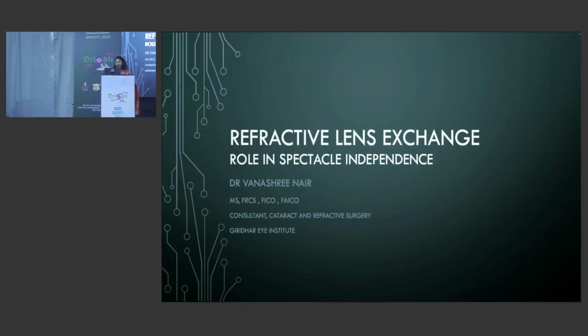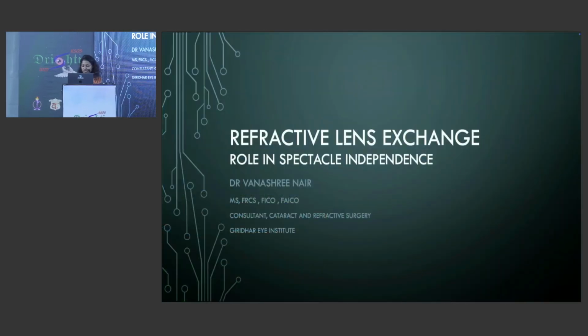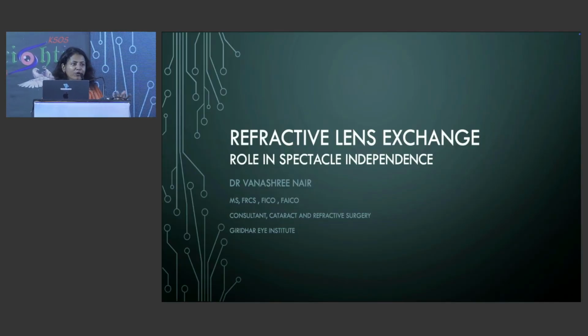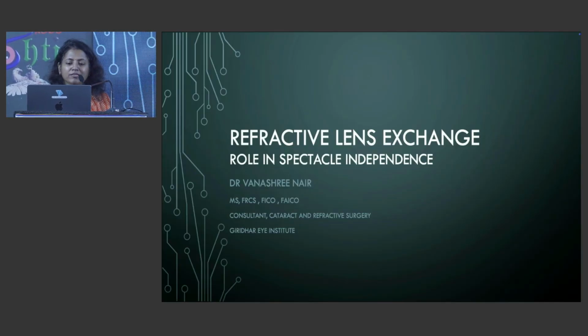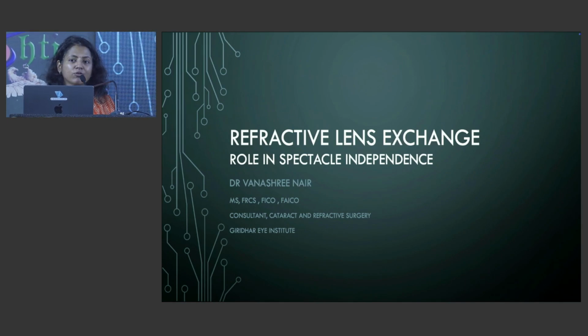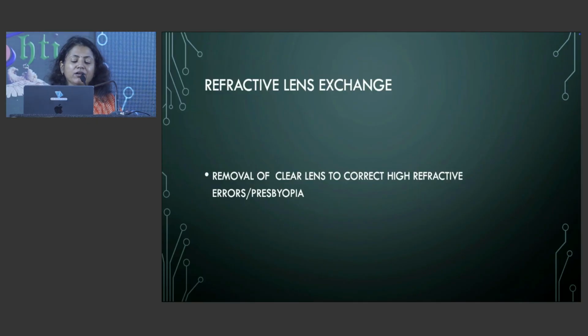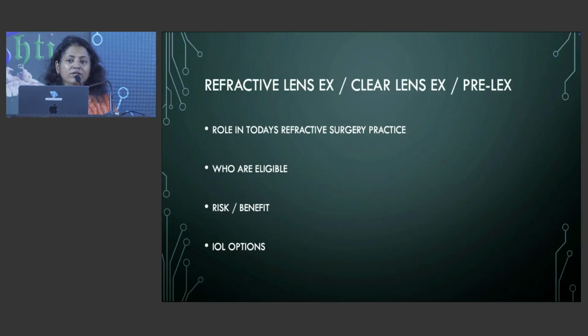Thank you, Dr. Swapna ma'am, for making me a part of this, and a very good morning to everyone here. So basically, refractive lens exchange, what is the role in spectacle independence is the talk that I'm giving today. So basically, we are removing the clear lens here to correct high refractive errors or presbyopia. So what is the role in today's practice?